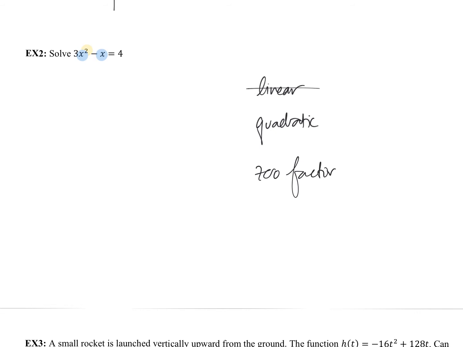But how do I know what to do? Well, the first thing is to set it equal to 0, and at the moment it is not equal to 0. How do I know that? There's a 4 on one side, so let's bring the 4 to the other side. Subtract 4 from both sides, and rewrite this. We have 3x squared minus x minus 4 equals 0. So it is set to 0.